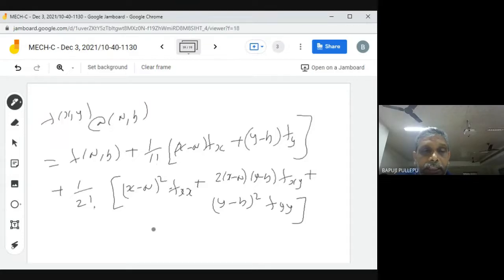Very good. Then the third degree, what will you get? 1 by 3 factorial, (x minus a) whole cube fxxx. Then 3 into (x minus a) whole square (y minus b) fxxy. Then 3 into (x minus a) (y minus b) whole square fxyy. Then (y minus b) whole cube fyyy. Correct? Can you do it? These problems go so nicely. E power x means what? The next term will have sin y. One is x, one is y. Nicely you will get it. So the questions are very easy, only you must do them carefully.